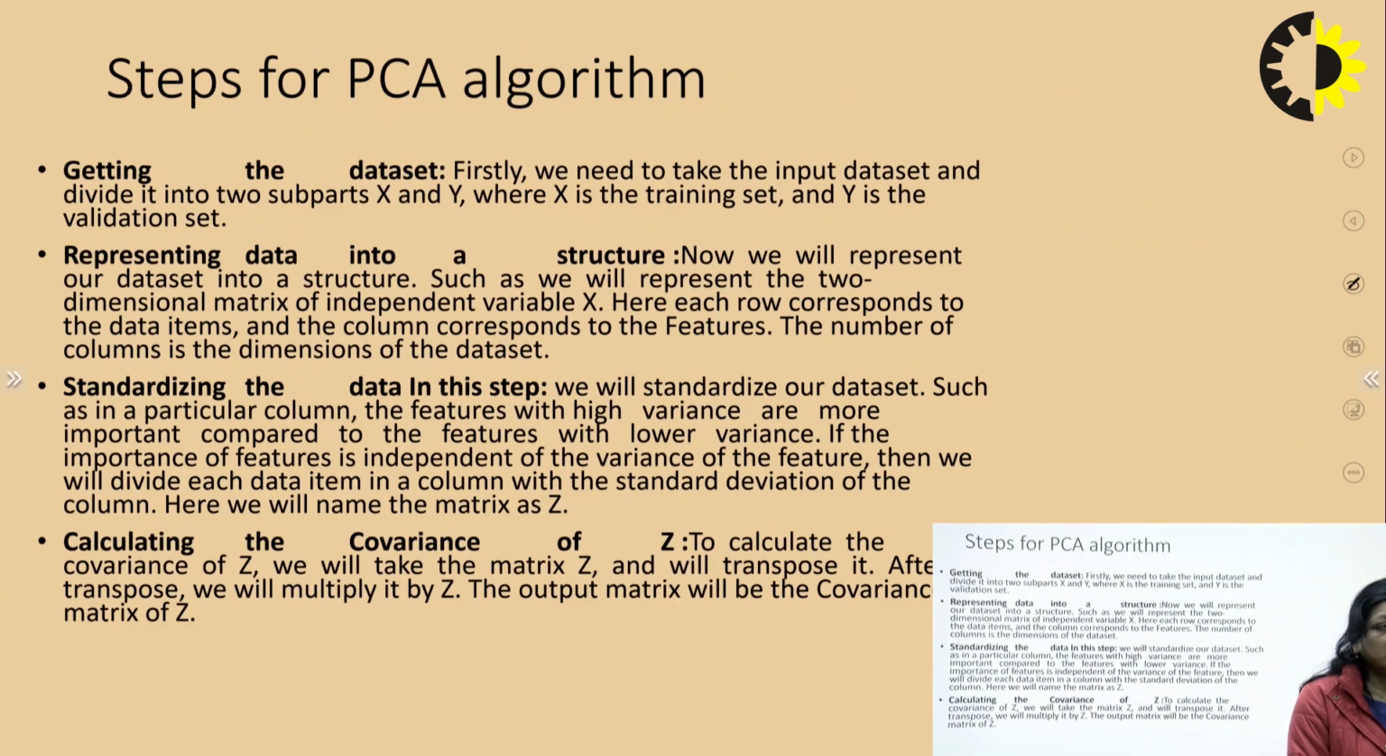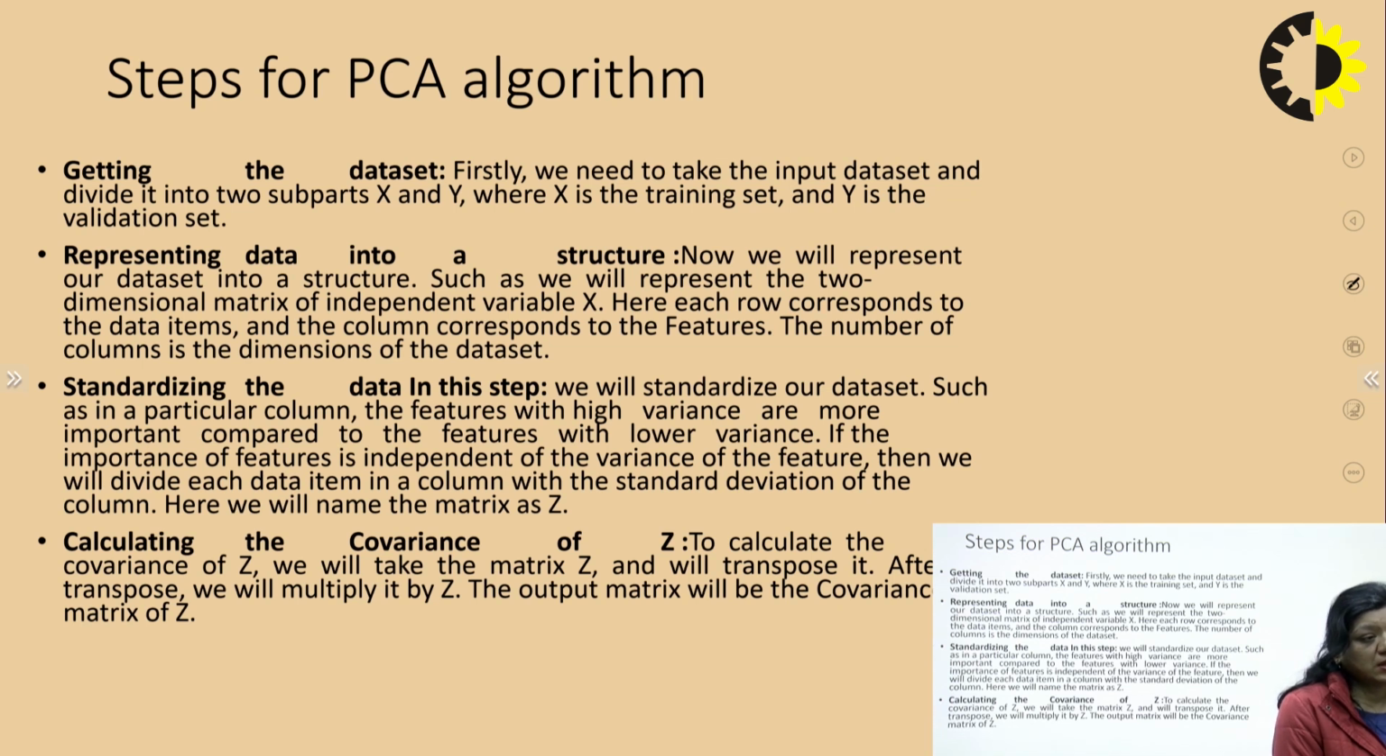Now we will understand how we can get the data set. Firstly, we need to take the input data set and divide it into two subparts, X and Y, where X is the training set and Y is the validation set. Now we will represent our data set in a structure, such as a two-dimensional matrix of independent variable X. Here each row corresponds to a data item and each column corresponds to a feature. The number of columns is the dimension of the data set.